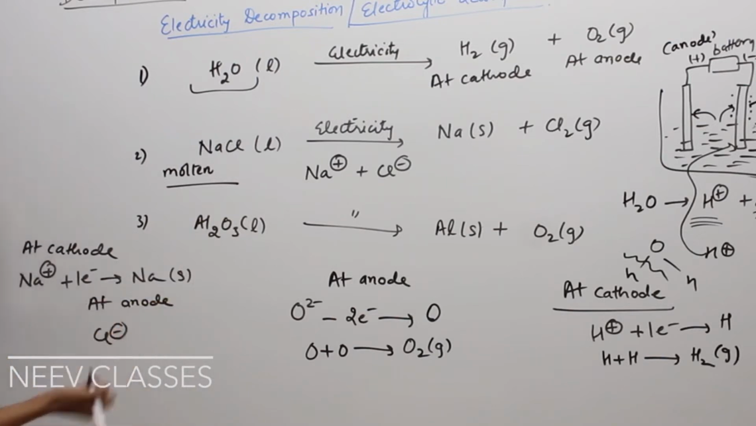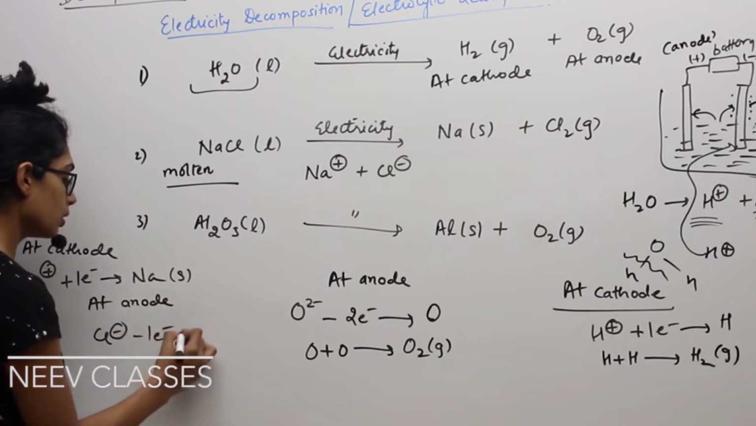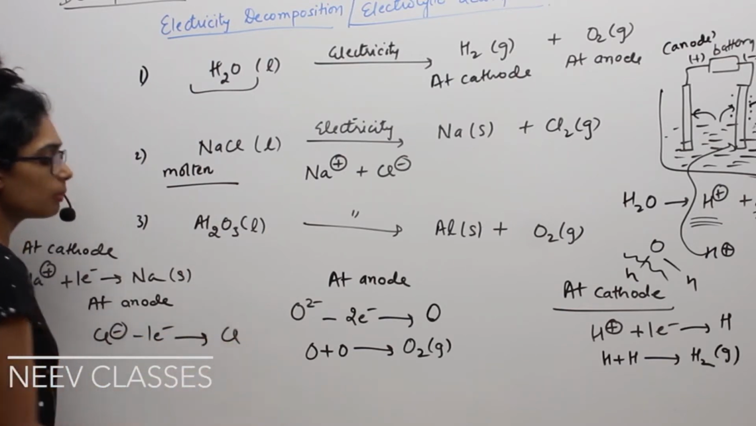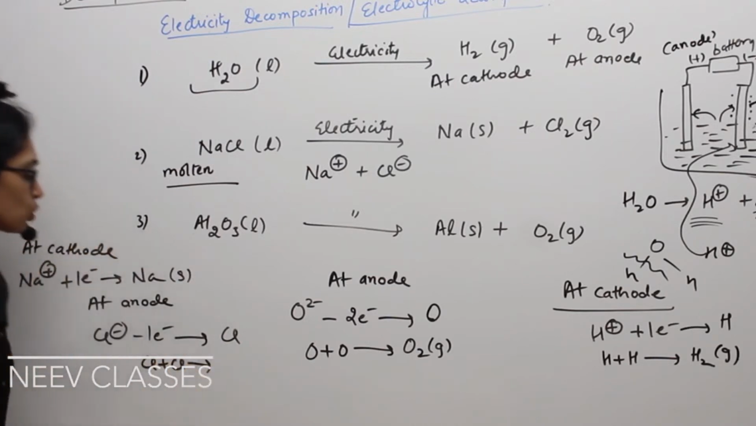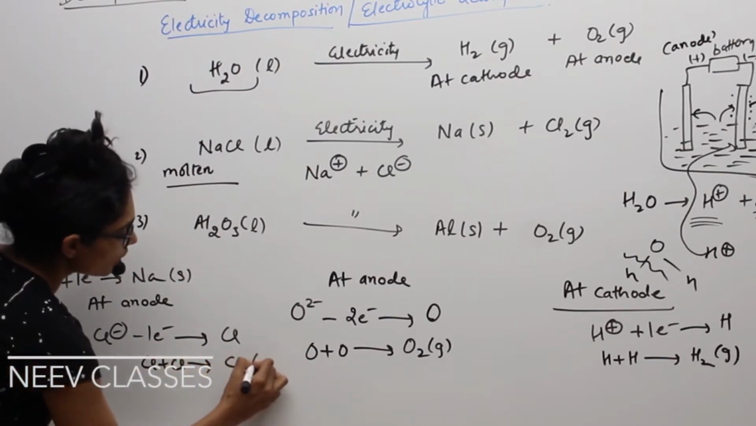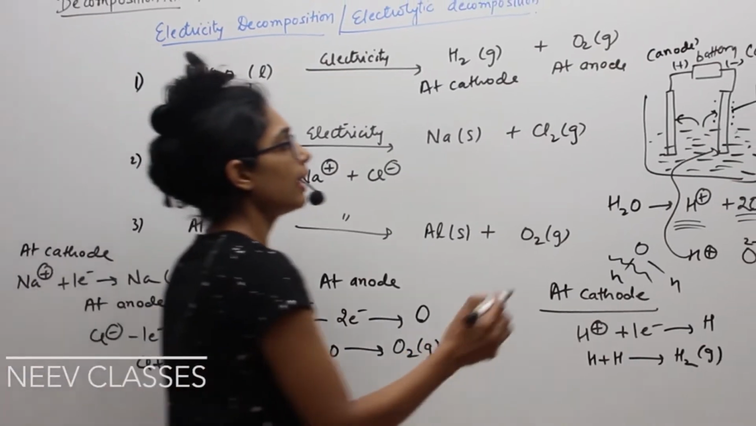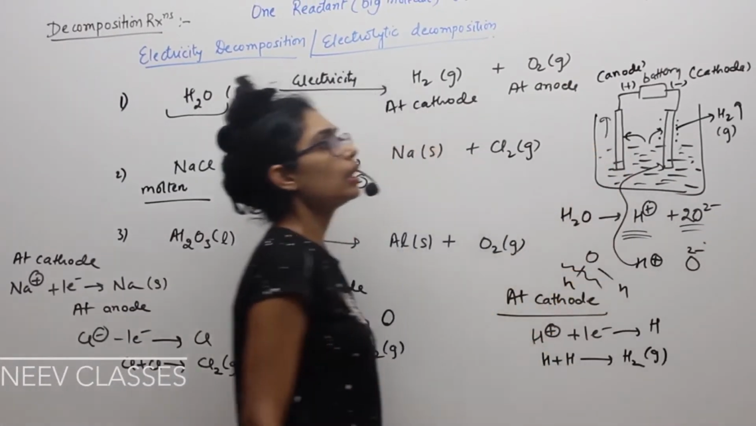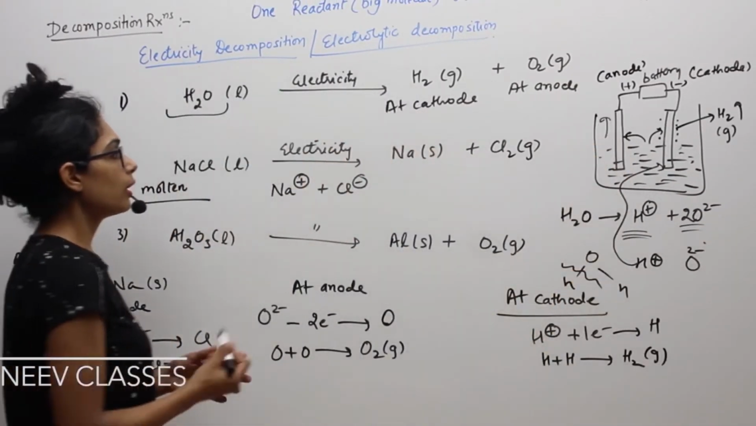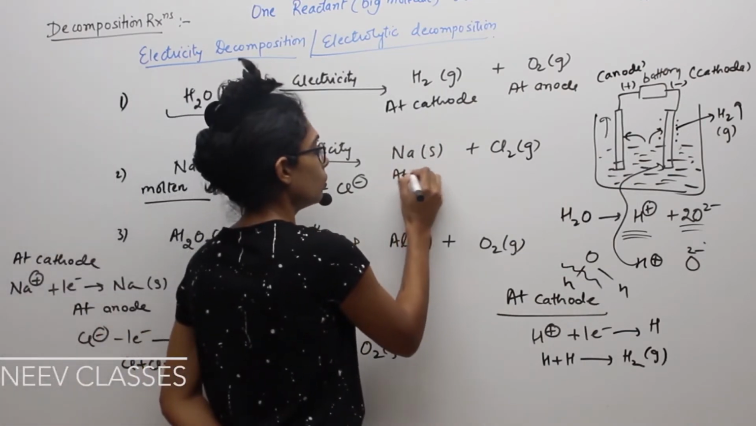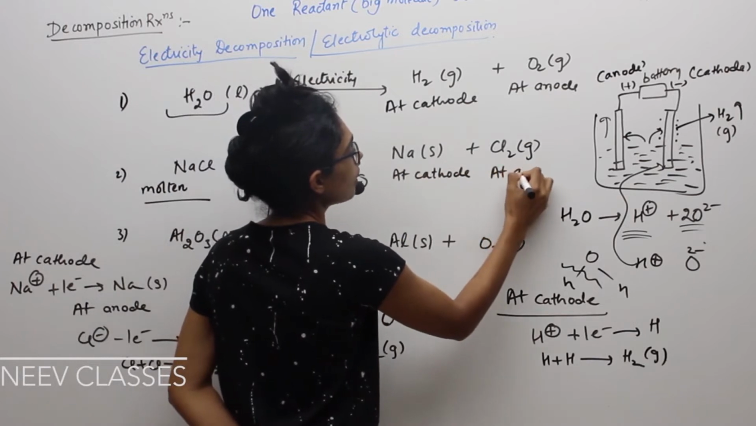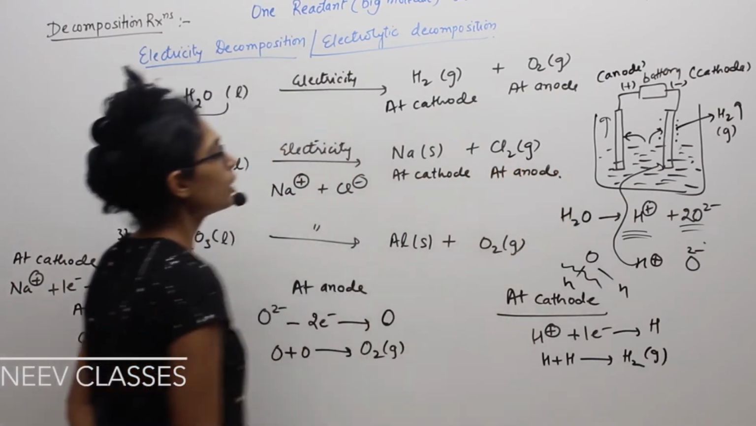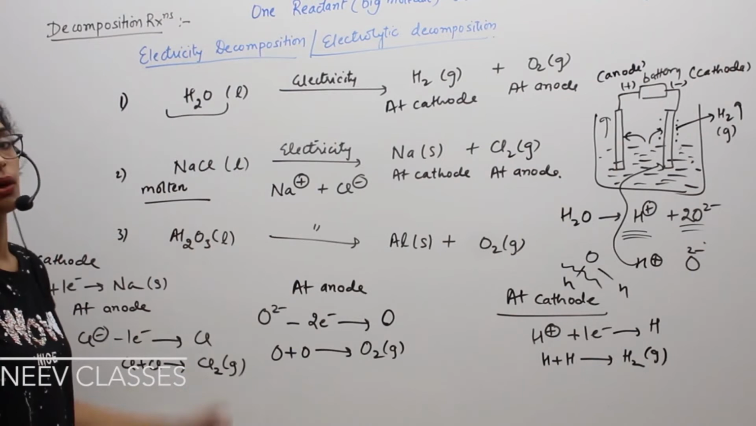Whereas what will happen to chlorine at anode? Cl minus has a negative charge. It doesn't want to stay with the negative charge, so it will give away its electron there and will become normal Cl. Two such chlorines will combine to form Cl2 gas, and that gas will get released from the anode side. So Na will get deposited at cathode and chlorine will be released at anode. So that's how the electrolysis happens and the things break down.